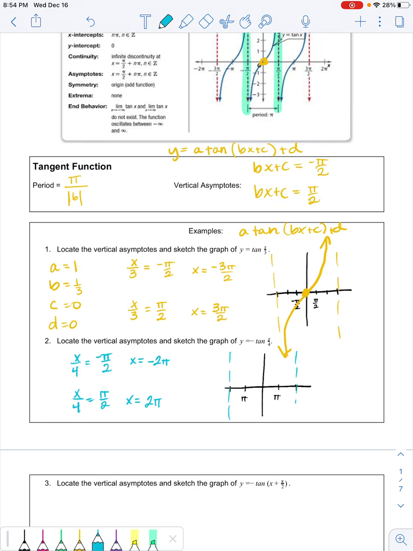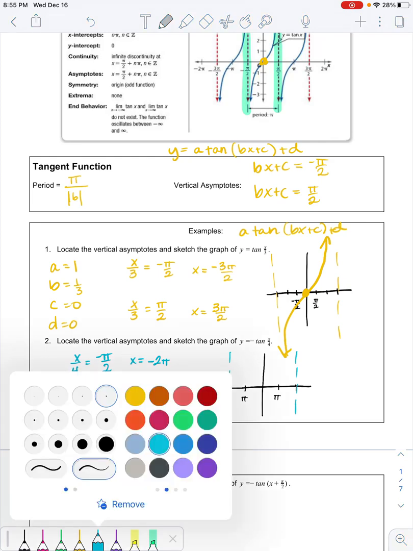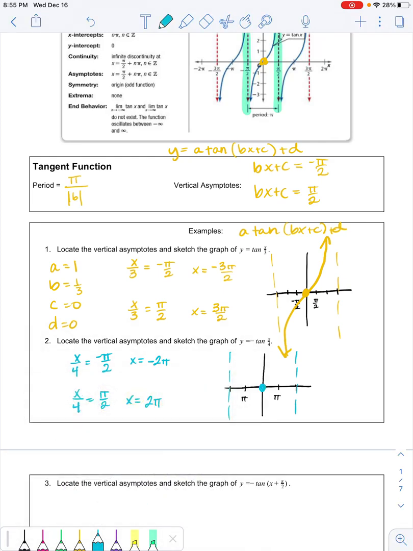Because there is no vertical shift, and the amplitude is not changed, I know that this function is going to cross through the origin just like its parent function, but because it has been reflected, it is going to decrease as we go from left to right. So notice it's just going to flip the other way.